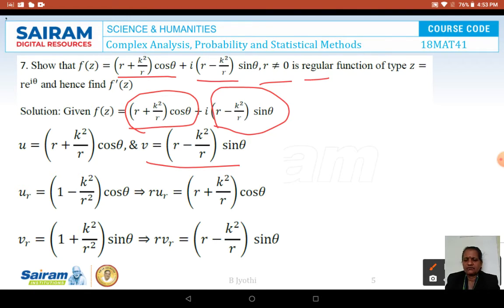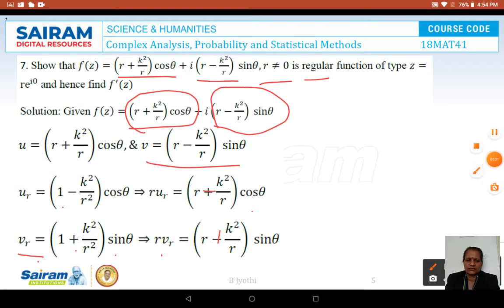When I multiply this with r, we will be getting r minus, here it will be minus r minus k square by r into cos theta. Whereas when I differentiate this with respect to r, we get 1 plus k squared by r square. Already minus was there, so it will become plus into sin theta, and here it will be plus. So when I multiply this with r, we will be getting r VR is equal to r plus k square by r into sin theta.